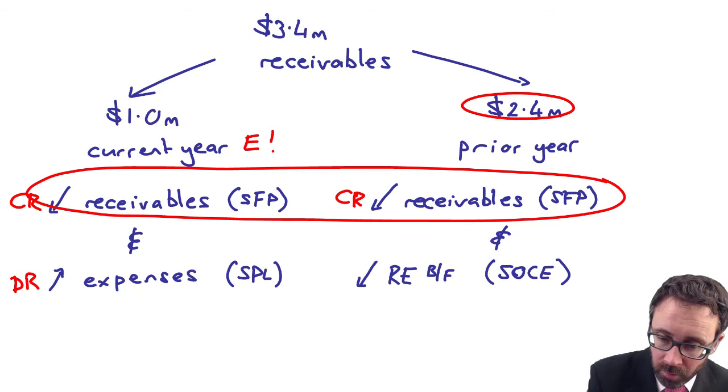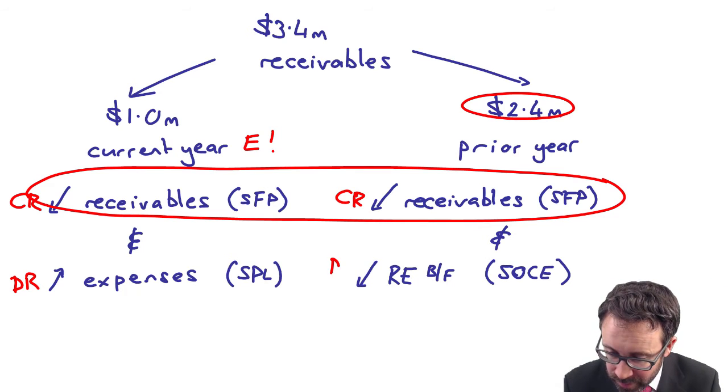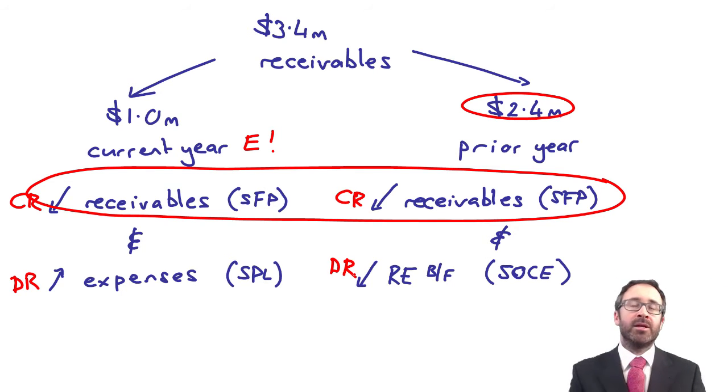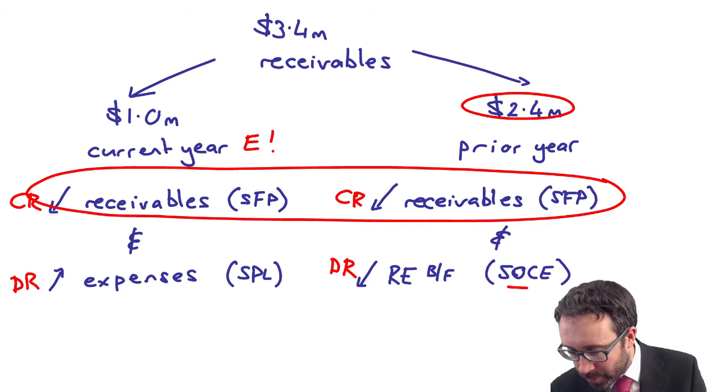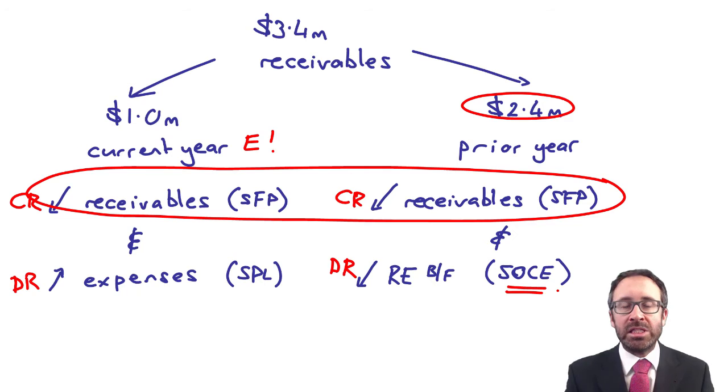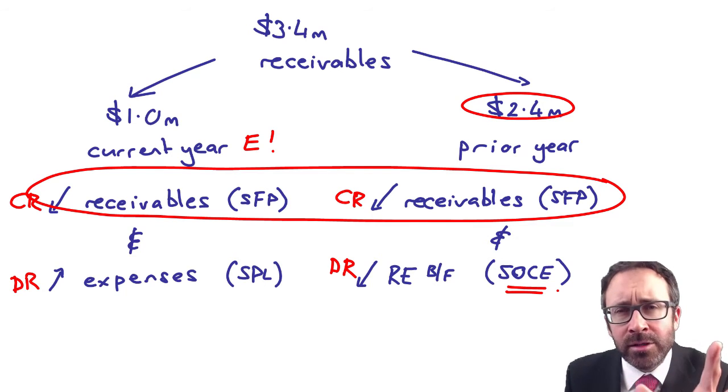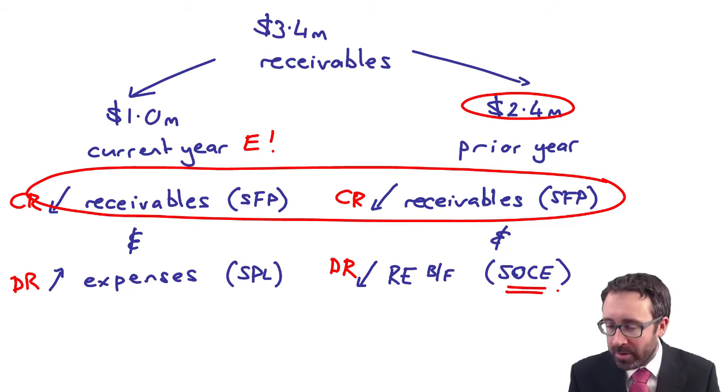So effectively what we're doing there is you are debiting your opening retained earnings. Be careful where you do that. That's in the statement of changes in equity. I can hear you saying, well, Chris, where do I do that within the statement of changes in equity? How does it look? Well, let me show you.